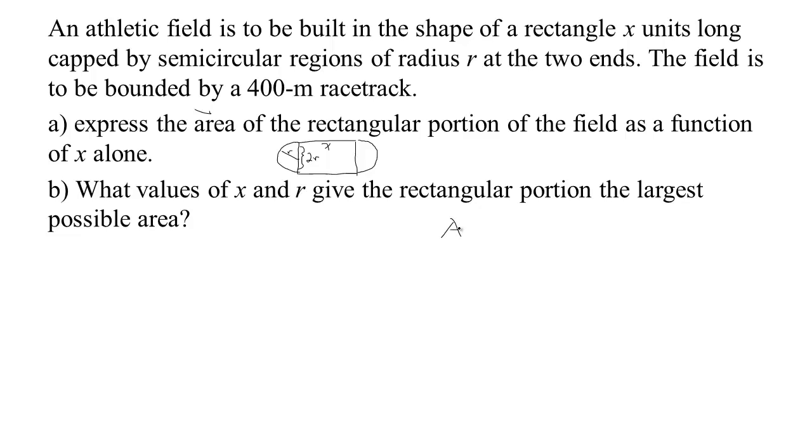Now the area is just going to be x times 2r, or 2xr. Normally, to maximize something, what we need is a function of just one variable. We've got x and r. However, because the perimeter has to be 400 meters, there's a relationship between x and r. If you're going to run around this track, you're going to go the distance x twice, plus you're going to go around this half of the circle and that half of the circle.